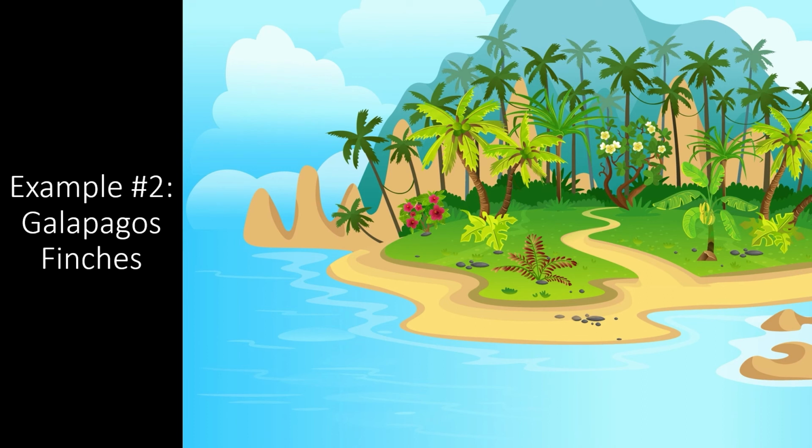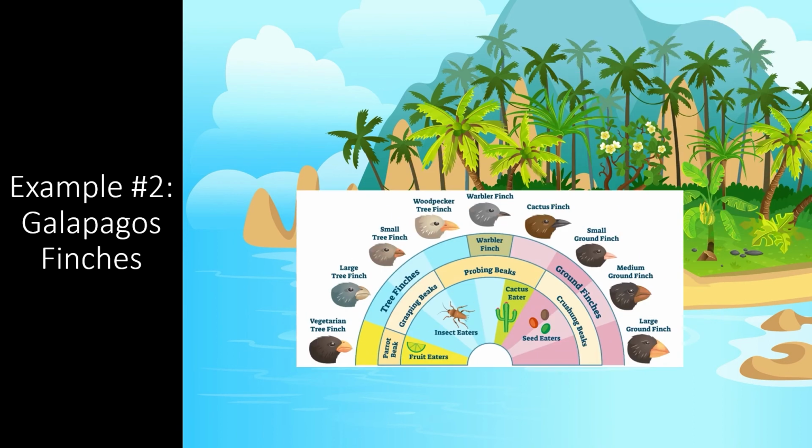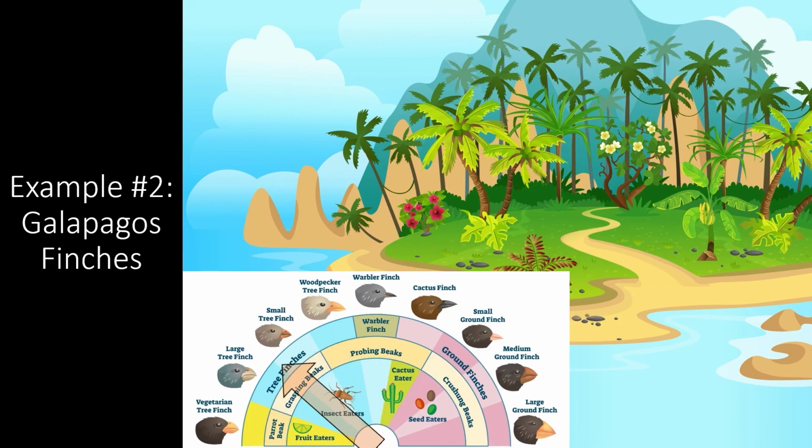For instance, when the Grants first arrived on one of the Galapagos Islands, they found an environment thick with trees, shrubs, and plentiful with insects. When they started documenting the finch species present, they found that a large majority of the finches were tree finches, finches with beaks adapted to eating the insects and fruit found on the trees.